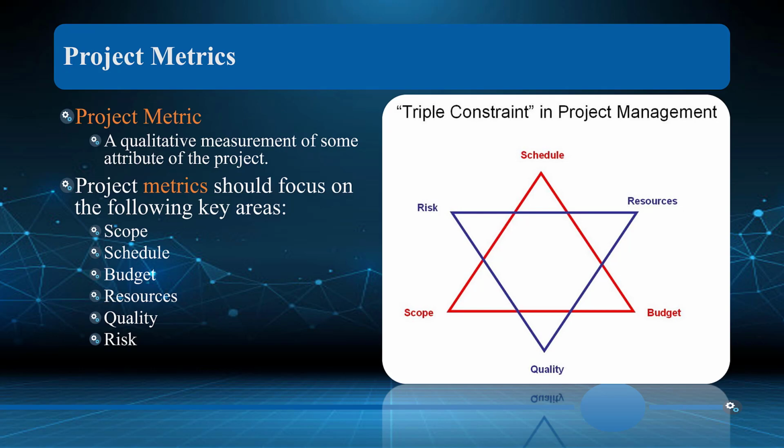So where we left off was Project Metrics, and what we're going to talk about now is that when we create metrics, we get a qualitative measure of some attribute of the project. And we're going to look at a few of these, okay? But metrics should focus on the key success areas. We've got an example of the triple constraint in project management here.